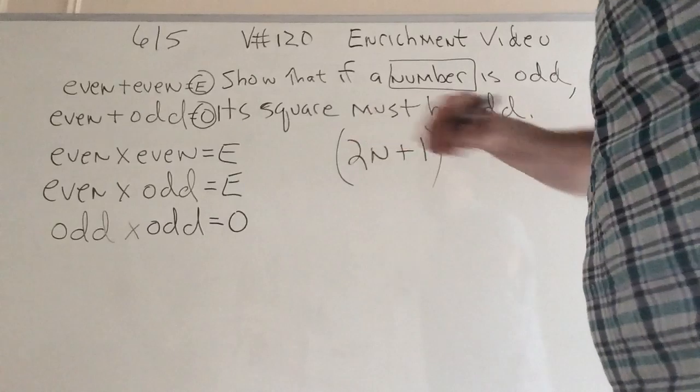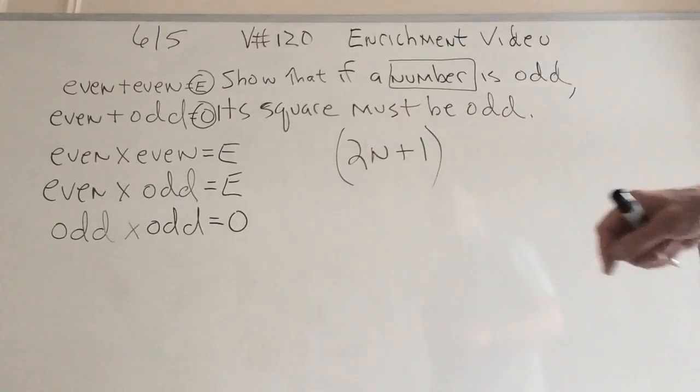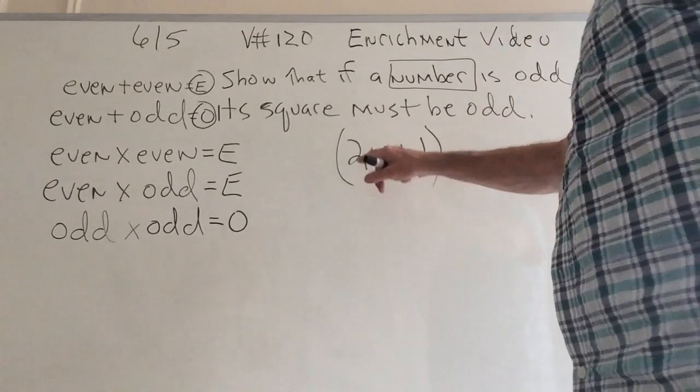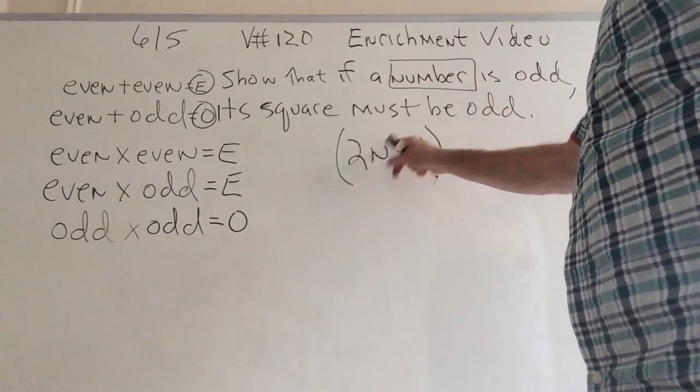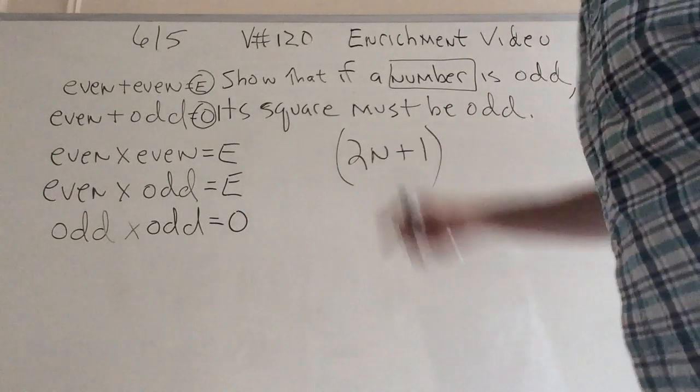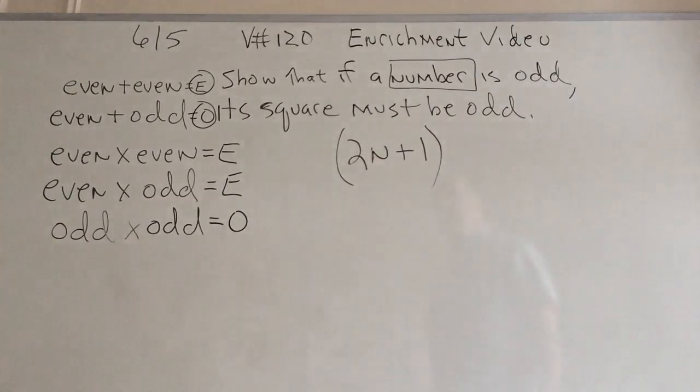You plug in any number you can think of, and we said a number is an integer, right? And we decided to make them positive so it's easier to understand. And you'll always get an odd number here. So this defines an odd number, okay? So they say its square must be odd.